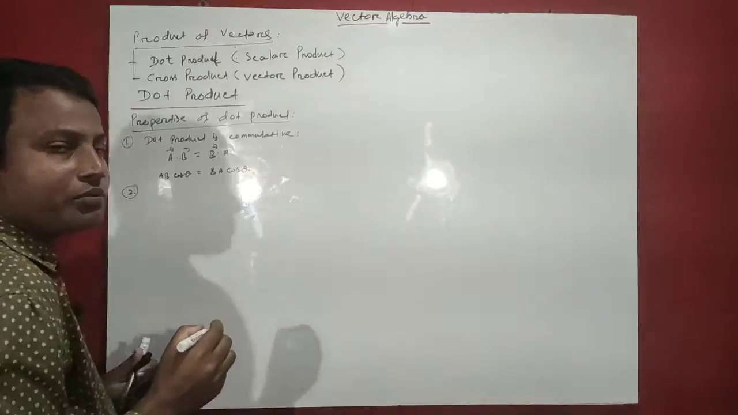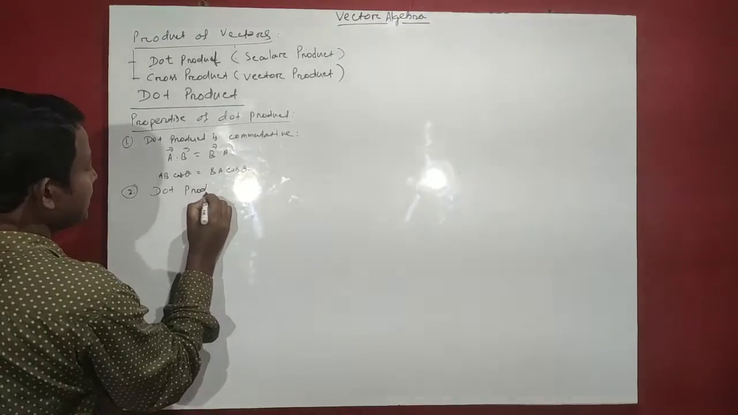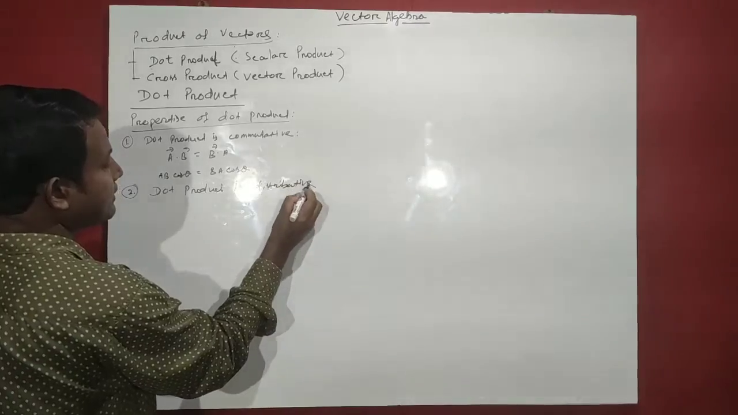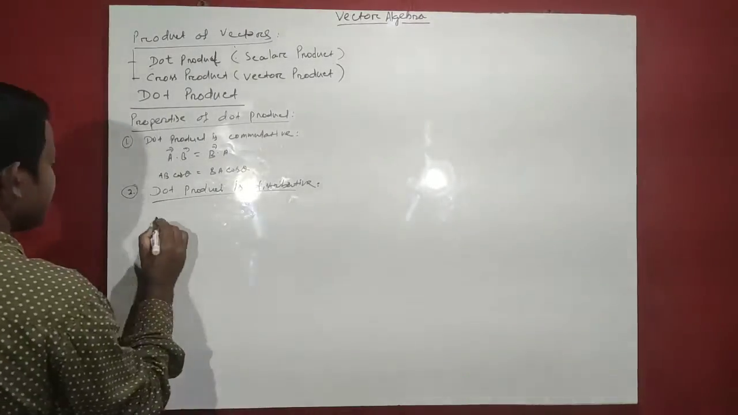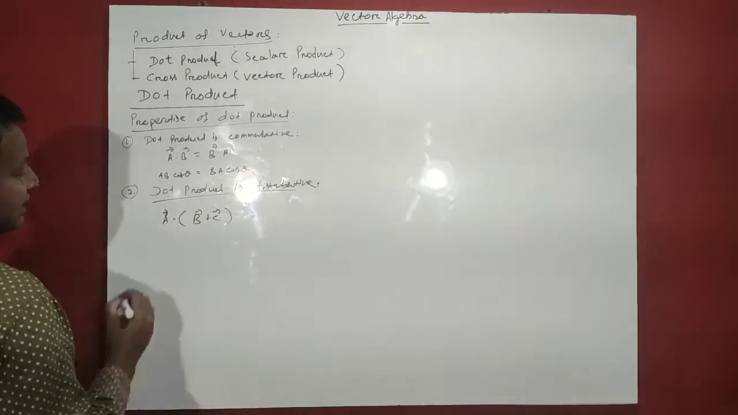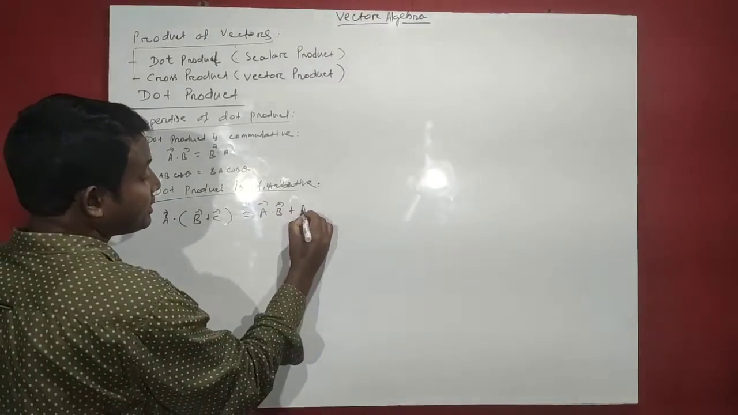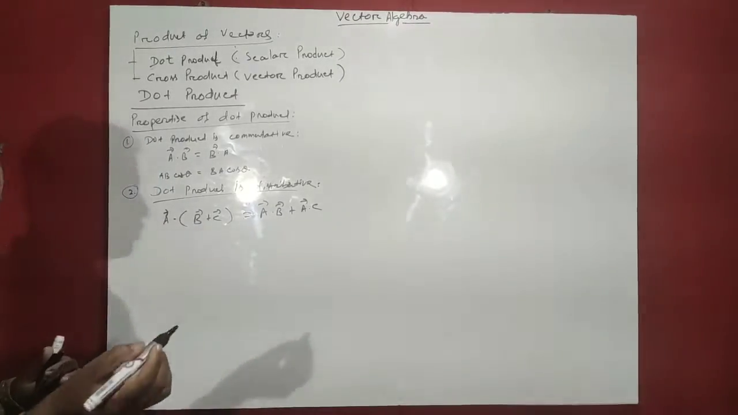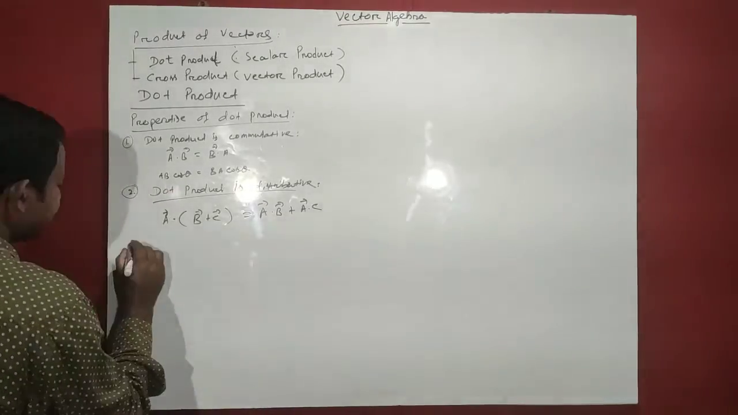Next, dot product is distributive. What is distributive? A dot (B plus C) is equal to A dot B plus A dot C. This is the distributive law. The dot product is distributed here.